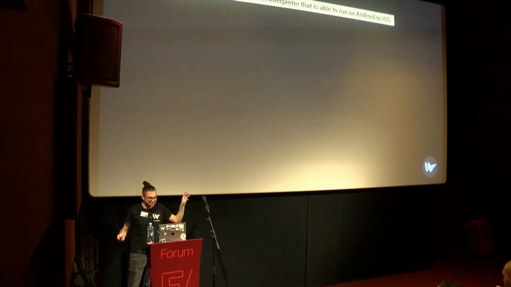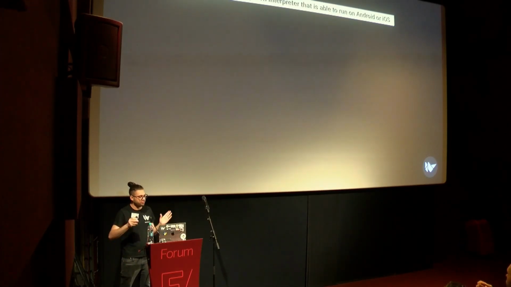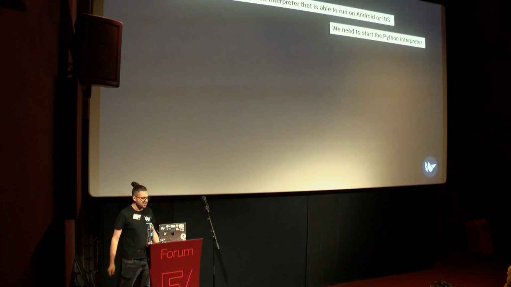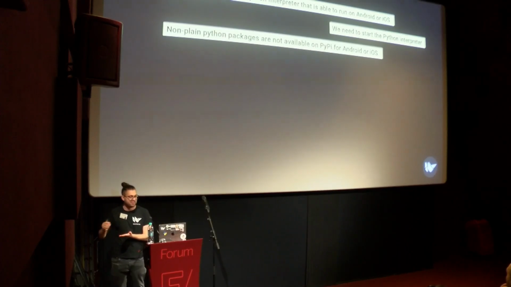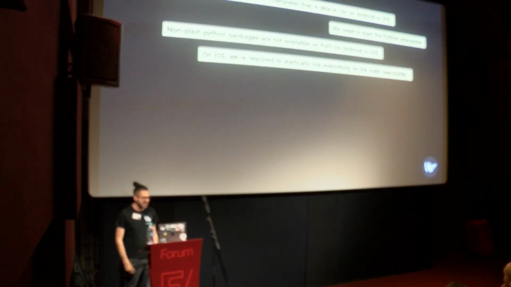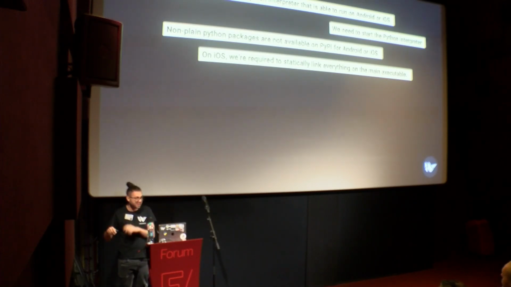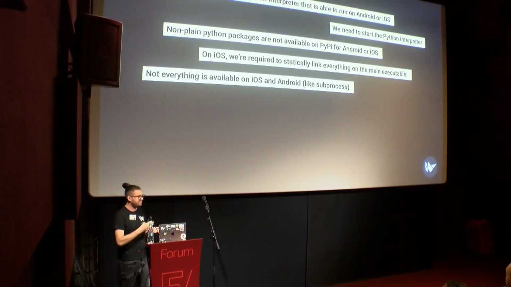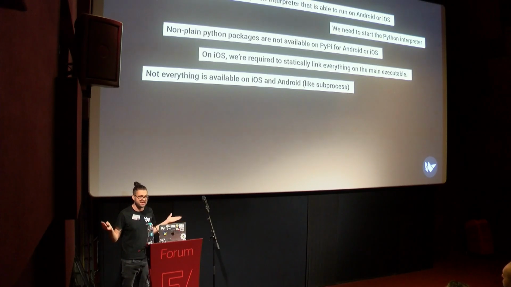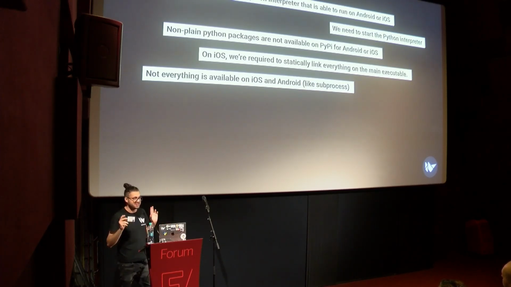Let's go ahead. So we need to package a Python interpreter that's able to run on Android or iOS. We need to start this Python interpreter. And non-pure Python packages are not available on PyPI for Android or iOS. On iOS, we are required to statically link everything in the main executable, at least right now, but we are changing that. So no dynamic libraries, no loadable libraries inside your dependency. And not everything is available on iOS or Android, like subprocess, for example. You can't just use subprocess on iOS. Not now, not in 3 months, not in 1 year. Nope, it's not supposed to run due to iOS limitations.